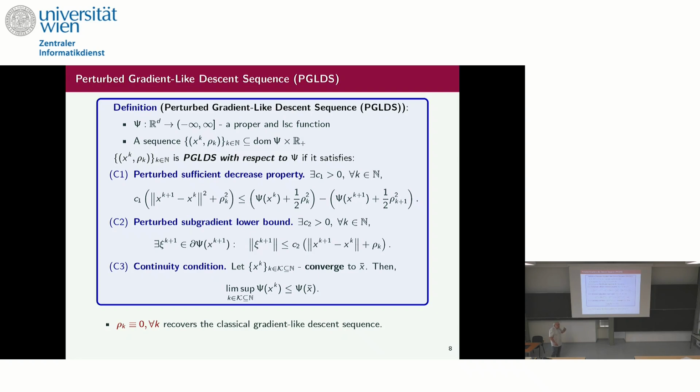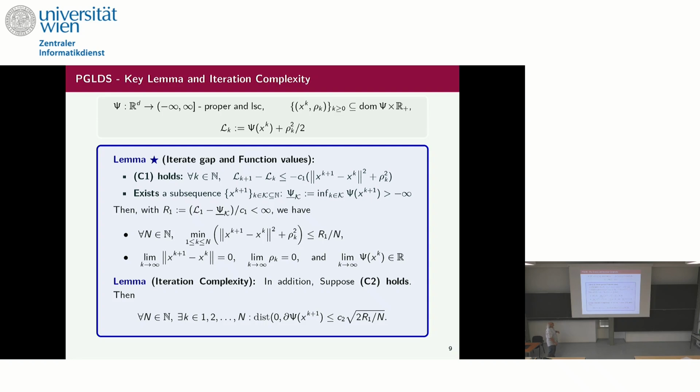The main thrust will be eventually to identify what this perturbation will be and what we can do with it. And the point that I want to mention is that all this does not enter the algorithm. This is just to prove things, but the algorithm is free of all these parameters that appear here. Okay, so we prove this very general key lemma and the iteration complexity.